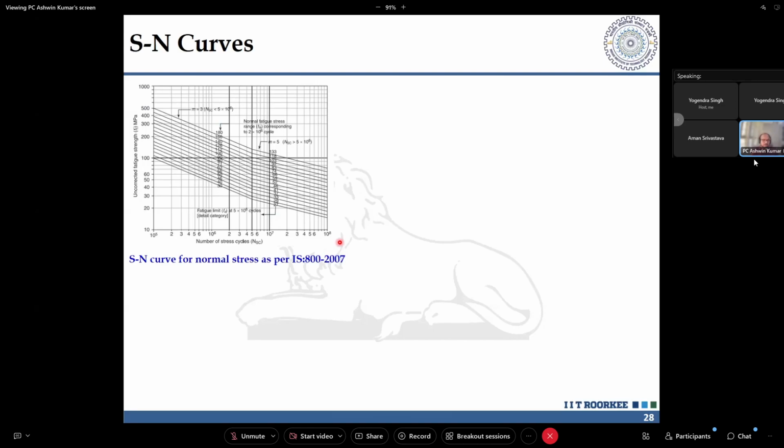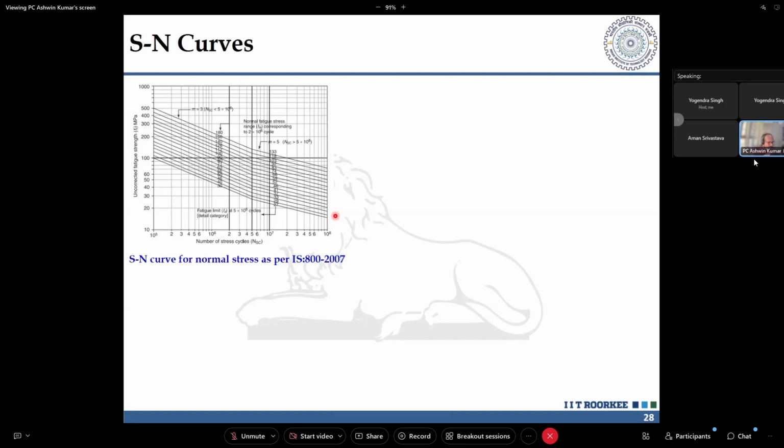So you all might remember from your IS 800 2007 that this is the fatigue curve that you see for normal stresses. There is another curve given for the shear stresses that are developed, right? There is no complex loading given.